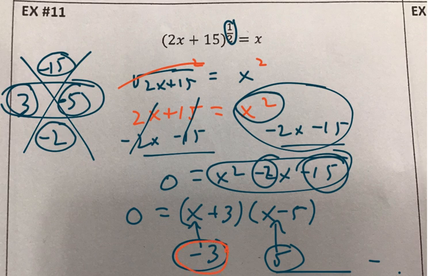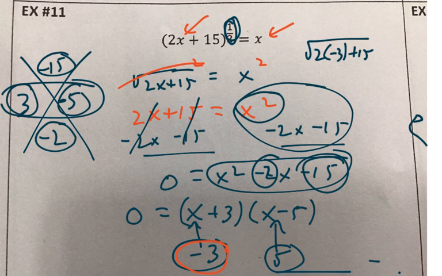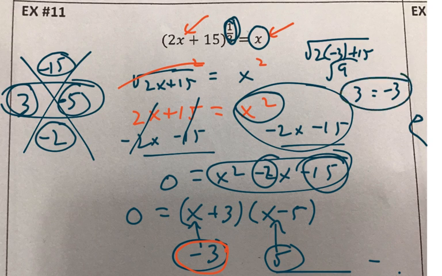If I take negative 3 and plug it in for x, notice I will get the square root. Remember, that's the square root of 2 times negative 3 plus 15. That's actually the square root of 9, guys, which is 3. But over here, when I plug in negative 3, I get negative 3. Does 3 equal negative 3? No. Negative 3, guys, is what we call extraneous.